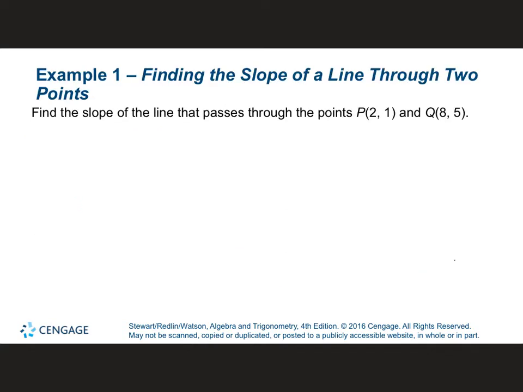So when we look at this question for our first example, we're going to find the slope of the line that passes through the points 2, 1, and 8, 5. So we have these 2 points. We're going to use our formula for slope, so that's y2 minus y1 over x2 minus x1. I'm going to label my p as x1, y1, and my q as x2, y2, and just plug these values in and simplify. So if y2 is 5, I'm going to have 5 minus y1, which is 1, over x2, which is 8, minus x1, which is 2.